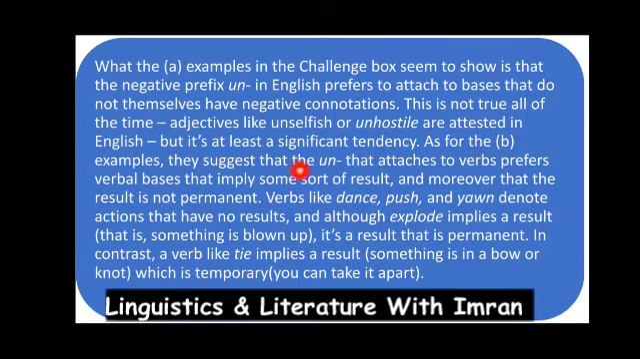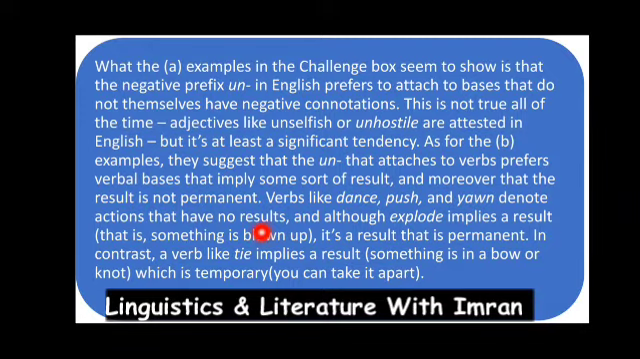As far as the B examples, they suggest that un that attaches to verbs prefers verbal bases and implies some sort of result. And moreover, that the result is not permanent. As I told you, a verb like dance, you can't say undance, right? This action can't be reversed. And similarly, push can't be reversed. And yawn can't be reversed. These are actions that have no result, right? Because they don't have any results, that's why they can't be reversed.